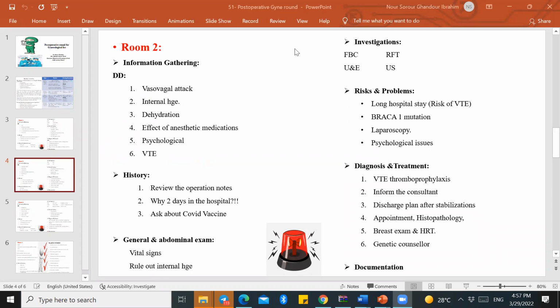Please don't forget the documentation. Please don't forget, in any patient with fever, to give a hint about the COVID symptoms and the COVID vaccine. Is that clear?